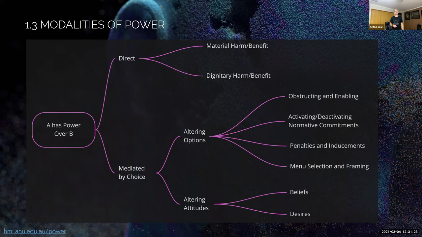So next up is penalties and inducements. The idea here is that it's similar to obstructing and enabling, but what you're doing is adding consequences to the option that the person chooses. If you choose this, then I will do this to you. Then this will happen. I will benefit you, or I will make this worse for you. And in this context, we see how the direct effects that I described at the beginning become useful for coercion, as distinct from just directly exercising power. The ability to benefit and to harm people is what enables you to add these beneficial or negative consequences to their options, and then enables you to induce them to do what you want them to do.